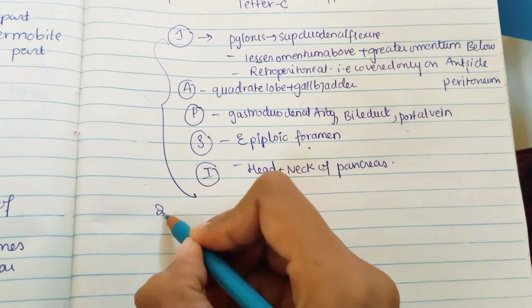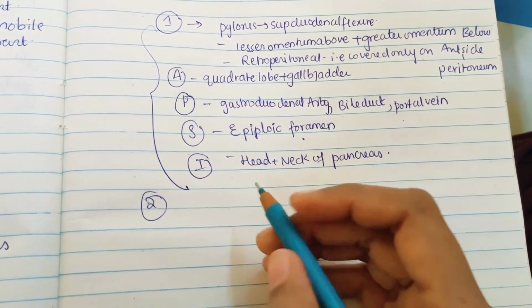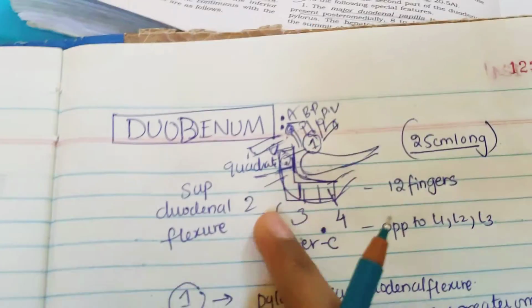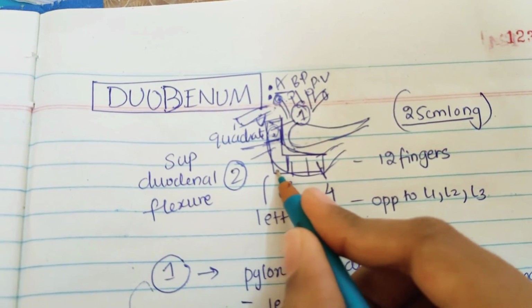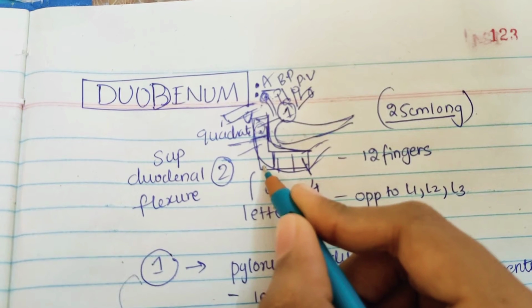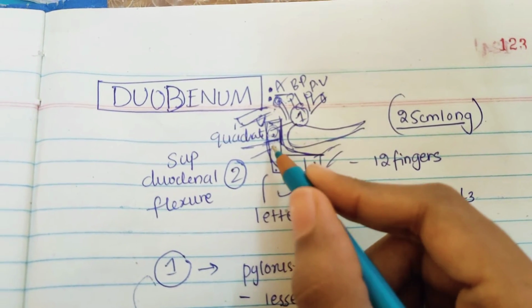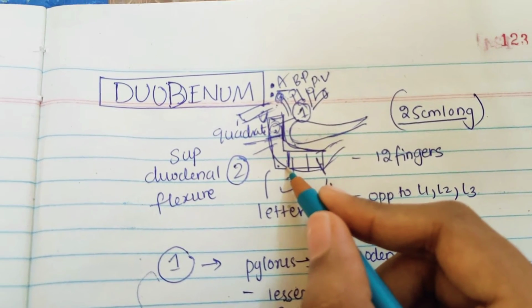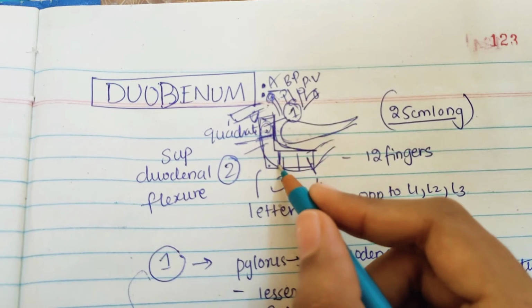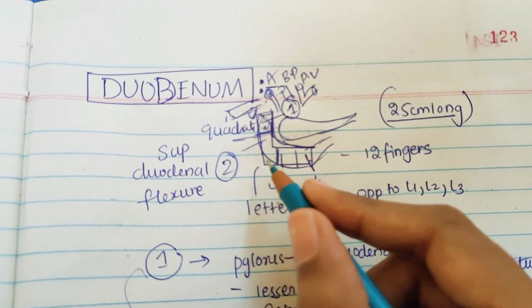Now going to the second part of duodenum. No need to draw, you can see here, this is the second part, right? Here this part is the second part of duodenum. It is 7.5 centimeters. It begins at the superior duodenal flexure and passes down to reach the lower border of the third lumbar vertebra. It curves towards the left at the inferior duodenal flexure to become continuous with the third part.